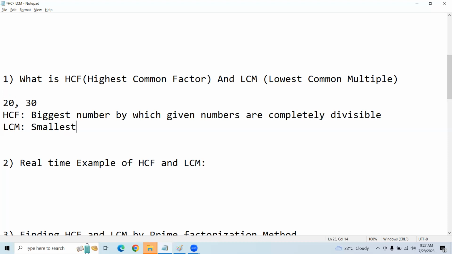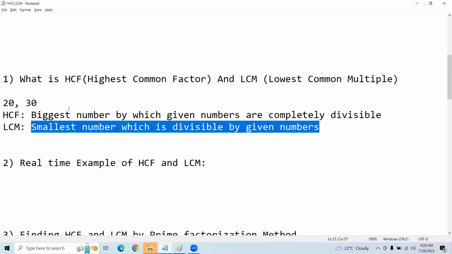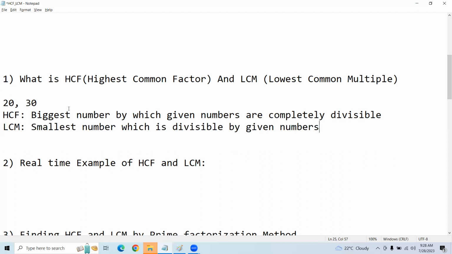Let's look at LCM. LCM is the smallest number which is divisible by the given numbers. In this case, we have to find such a small number which is divisible by 20 and 30 both. Okay. Now let's look at that with a real-time example.